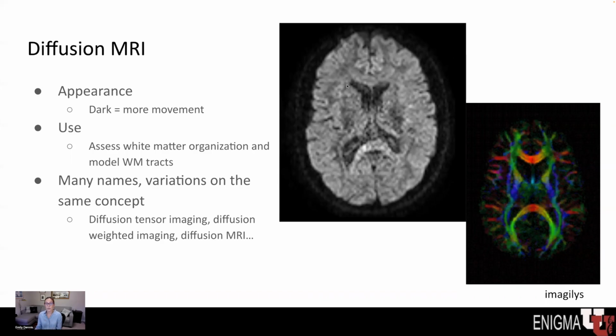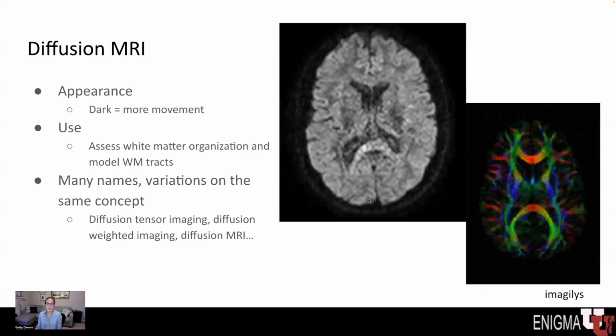Areas that have more movement are like the ventricles, where water is moving freely. That's in CSF, moving freely and not constrained by myelin. And we can use this to assess white matter organization and model the white matter tracts. Diffusion MRI has multiple variations and multiple different names. They're all variations on the same concept, but they do differ in specifically how they work. You might come across the terms diffusion tensor imaging, diffusion weighted imaging, and diffusion MRI.